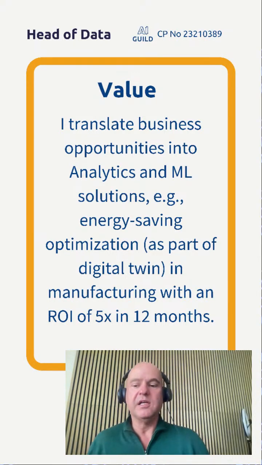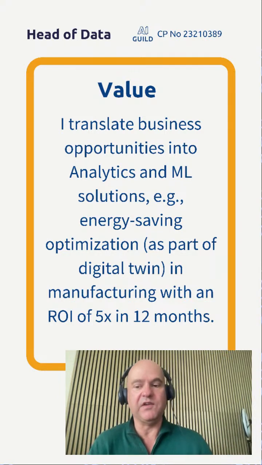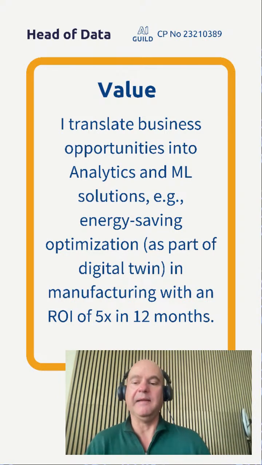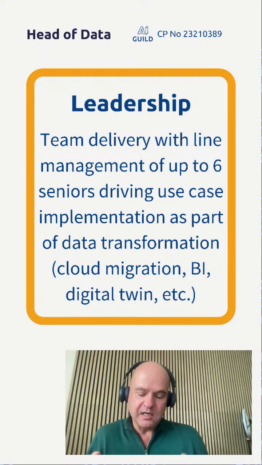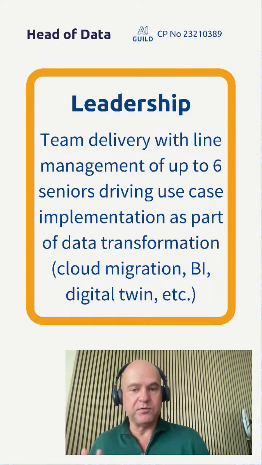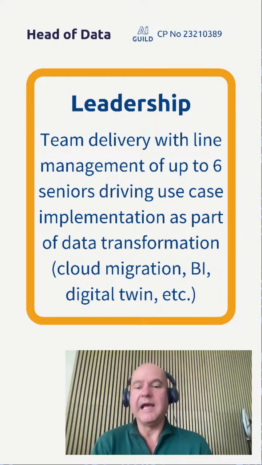And if you look at these two things together, the data science and the value, that is the value creation by building models that produce a return on investment. That's the claim. Okay. In the T-shaped competency profile, we then have flanks to this. So when data scientists and value creation are the core, we have leadership to the one side. This is a head. So team delivery with line management of up to 6 seniors driving use case implementation as part of data transformation, cloud migration, BA, digital twin, and so on.